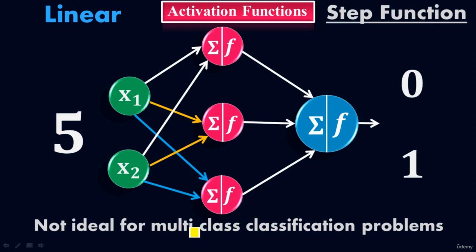If we have a problem where we need multi-classification, then it is not ideal for that specific problem, because it will restrict the output only up to 0 and 1, not more than this. No other value. So you will never get this 5 in the output.